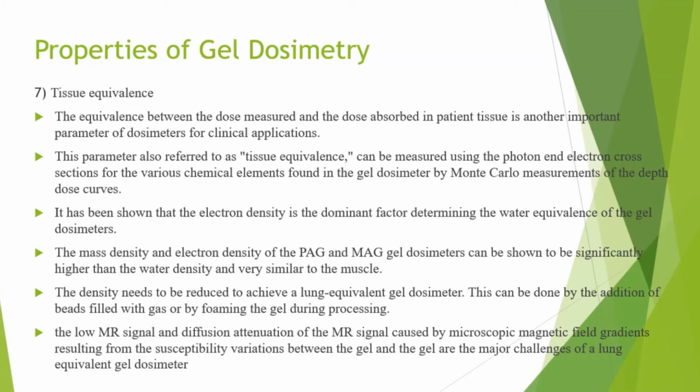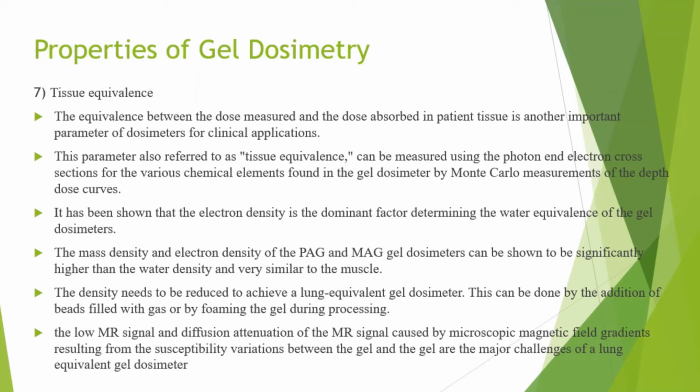The equivalence between the dose measured and the dose absorbed by the patient tissue is another important parameter of the dose for the clinical application. This parameter, also referred to as tissue equivalence, can be measured using the proton and electron cross-sections from the various chemical elements found in the gel dosimeter, by Monte Carlo measurement and the depth dose curve.